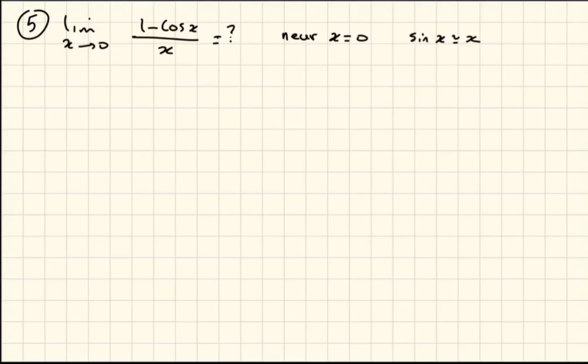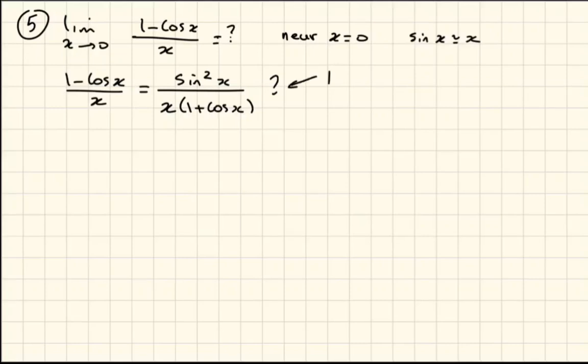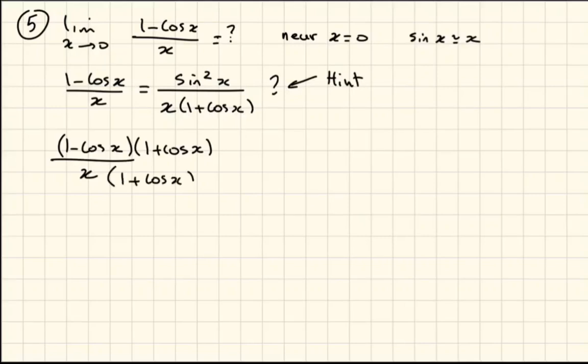Then we're going to use this fact after showing that 1 minus cosine of x over x is equal to sine squared x over x times 1 plus cosine of x. Now, this was given as a hint. So let's try to prove it. 1 minus cosine of x over x. To get anything related to sine, I need to multiply by 1 plus cosine of x, as if you are multiplying by the conjugate.